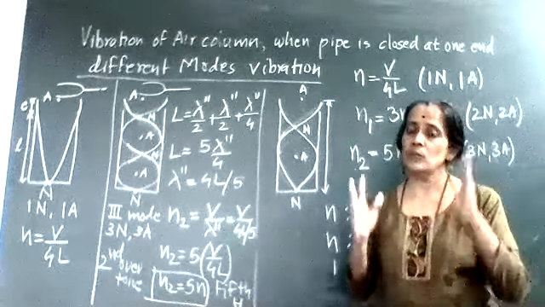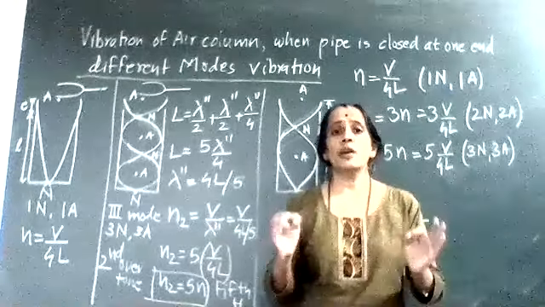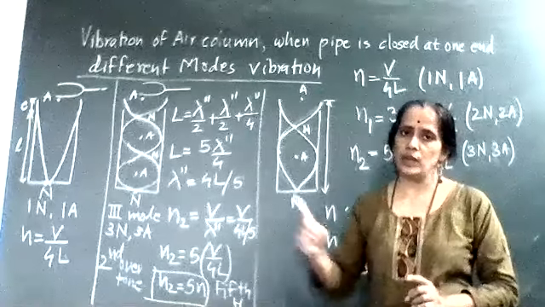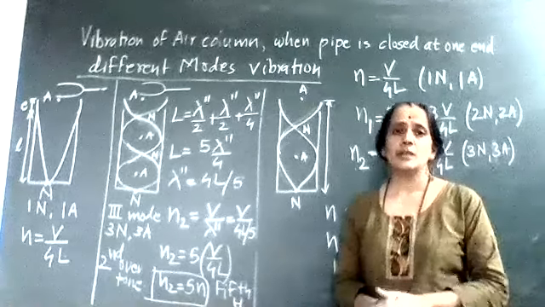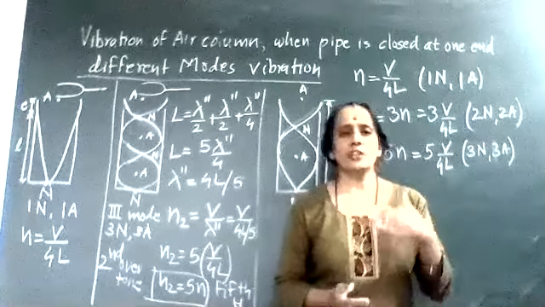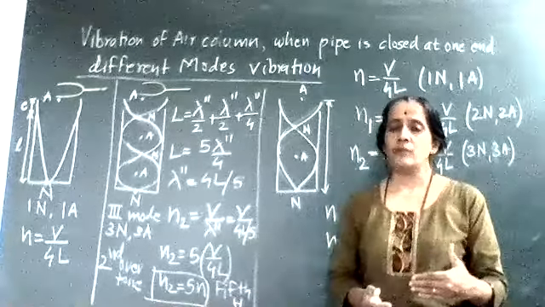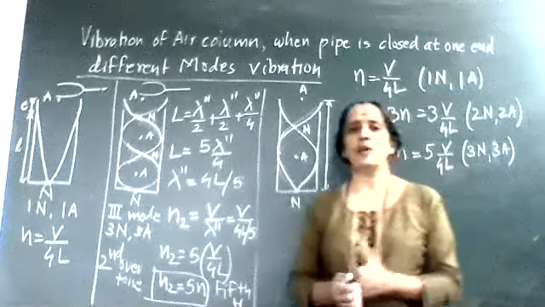In this diagram, what is important to show? You have to show the location of nodes and the location of antinodes: N for node, A for antinode. This is the first question, 2 marks. The second important question is: derive an expression for the fundamental frequency when the air column is vibrating in a pipe closed at one end.